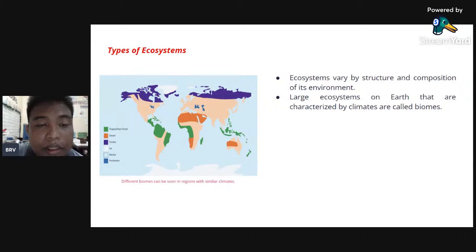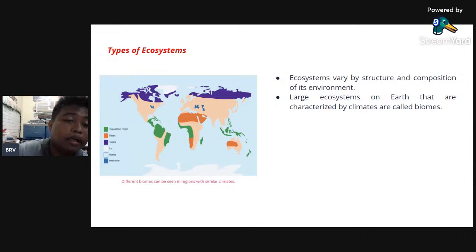Now, types of ecosystems. So there are different types of ecosystems. Ecosystems vary by structure and composition of their environment. Large ecosystems on earth that are characterized by climates are called biomes. So there are different kinds of ecosystems, small and large, and their setup depends on that. There are particular animals that could live in that kind of ecosystem, but there are animals who could not live in that type of ecosystem.